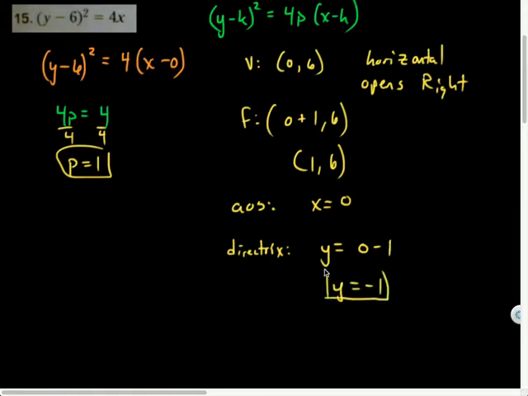And I just want to point out that this is an equation. It's not a number that I'm looking for. Y equals -1 is a vertical line. X equals 0 is a horizontal line.